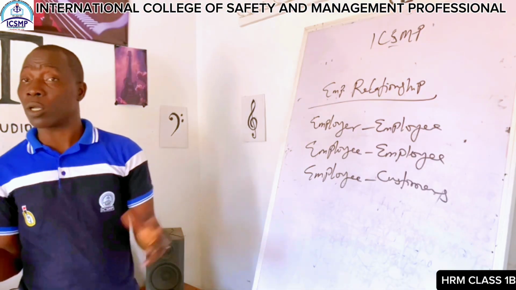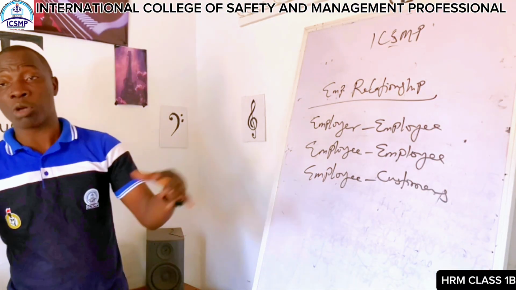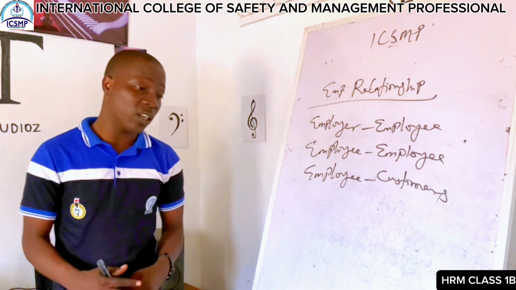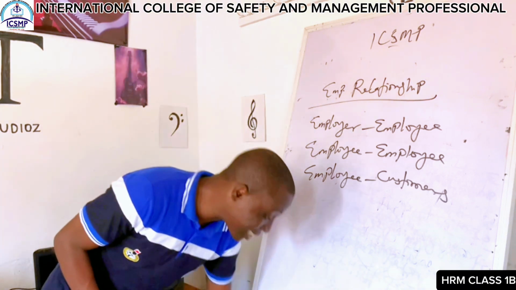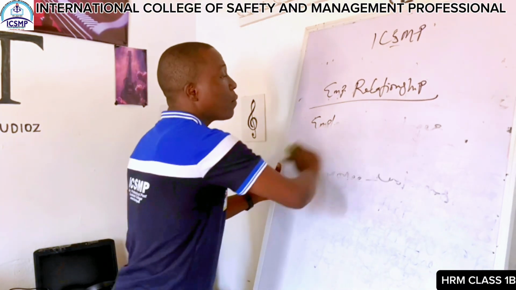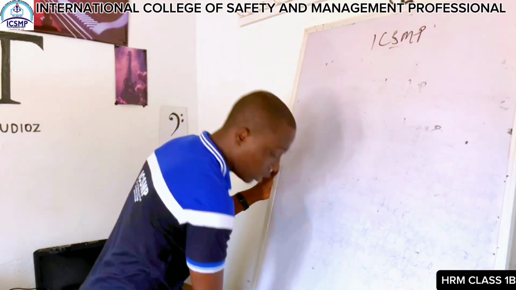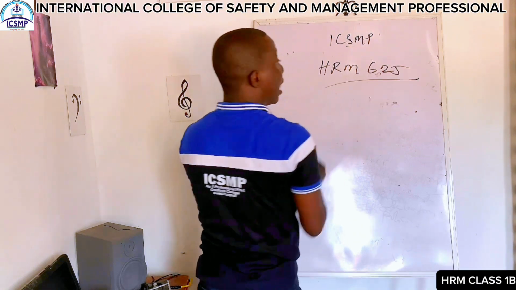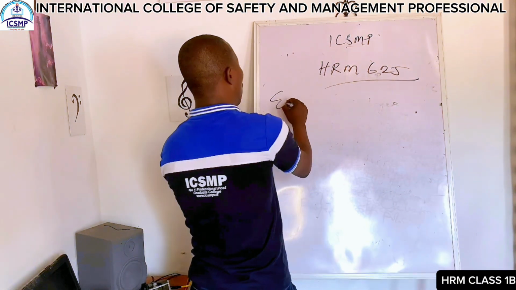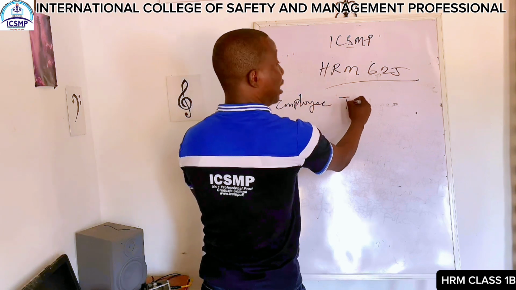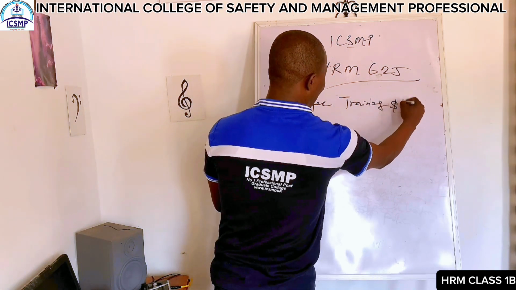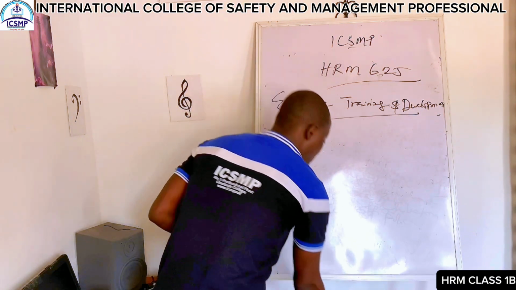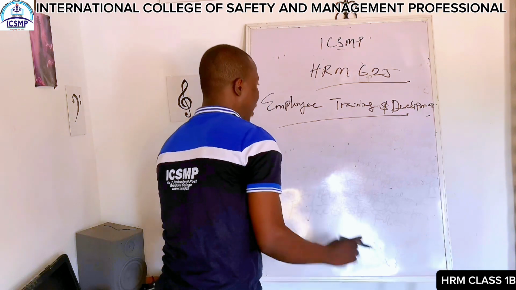Finally, on class one today, this is the last concept we'll be talking about in the next 3, 4, 5 minutes. I will just round it up for you so that you can read more about it in your study manual. The study manual is provided for you so you can read through it and understand what it is. So I will be talking very briefly about HRM 625, and this HRM 625 is talking about employee training and development.